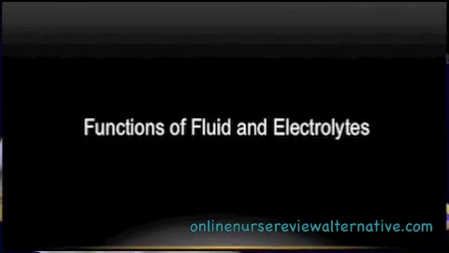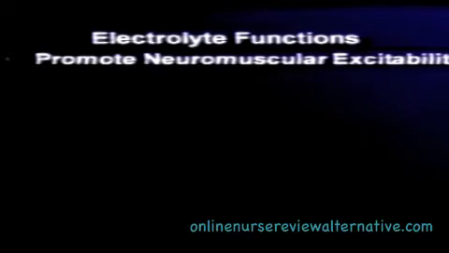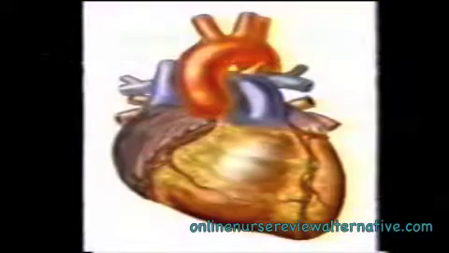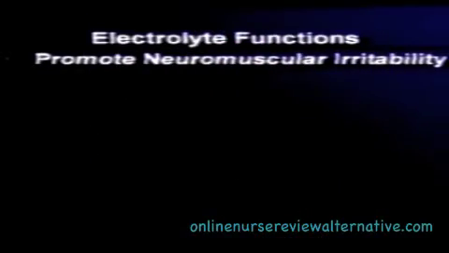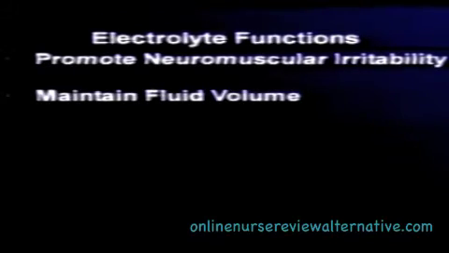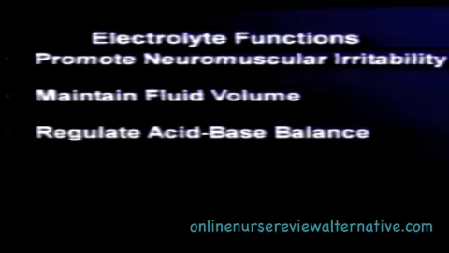Electrolytes also help to promote neuromuscular excitability. What does that mean? If you have too much potassium, for example, then the heart is going to fibrillate. That's a muscle. So it is important to remember that that's going to be the effect on the cardiovascular system. It will maintain fluid volume, as we said before. If you add sodium or subtract sodium, then you're going to see a fluid shift. Of course, it also helps to regulate acid-base balance, and that's what we're going to spend most of our time on this morning, talking about fluid and electrolyte balance.